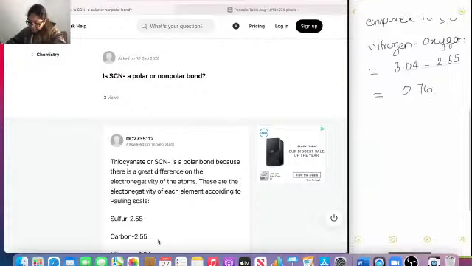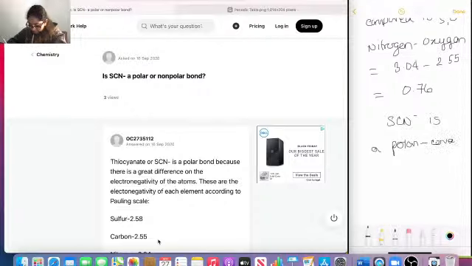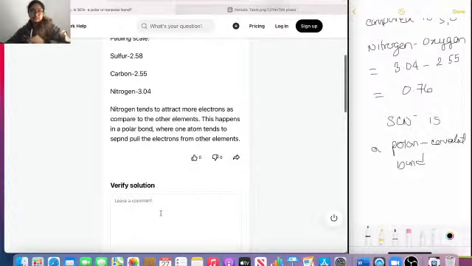So therefore you can say SCN negative is a polar covalent bond. Okay. So yes, this is correct.